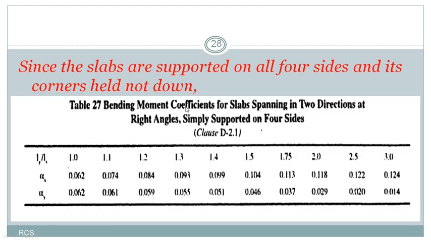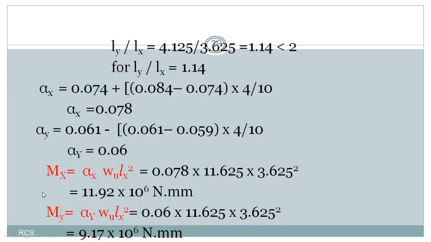After knowing the factored load, since the slab is supported on all four sides and its corners are not held down, that means it is free to lift. Then the bending moment coefficients are taken as per IS 456-2000 Table 27. These coefficients depend upon the Ly by Lx ratio. The Ly by Lx ratio is like this, and alpha x values and alpha y values are like this. From the Ly by Lx ratio, we can find alpha x and alpha y.